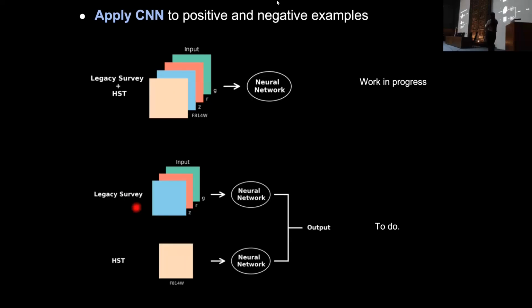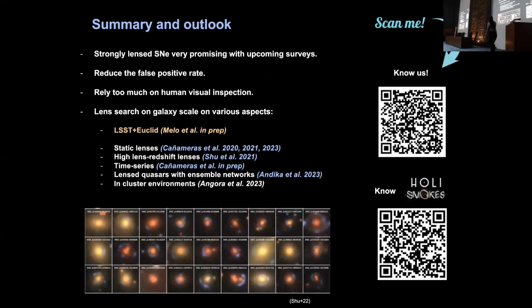And later, the idea is to also use both images, but have different neural networks for them, then having an output to see if this also makes a difference. So we still have many tests to go. So yeah, more or less in summary, it is very promising to observe the strongly lensed supernova. I hope that with the upcoming survey we can have better measurements of H0.